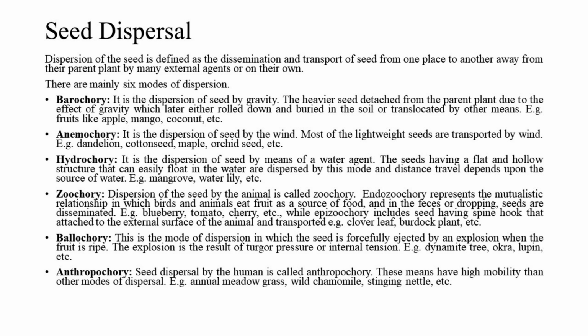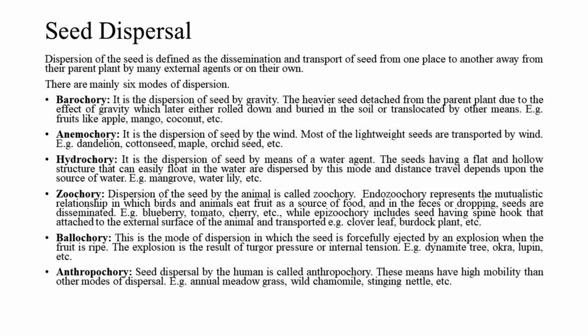Anemochory is the dispersion of seed by the wind. Most lightweight seeds are transported by wind, e.g., dandelion, cottonseed, maple, orchid seed, etc. Hydrochory is the dispersion of seed by means of a water agent. Seeds having a flat and hollow structure that can easily float in water are dispersed by this mode, and the distance traveled depends upon the source of water, e.g., mangrove, water lily, etc.